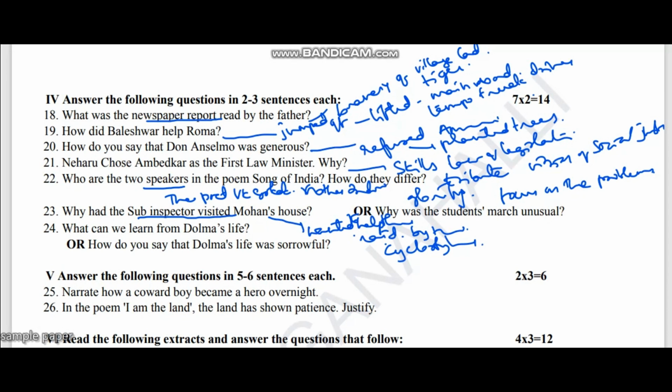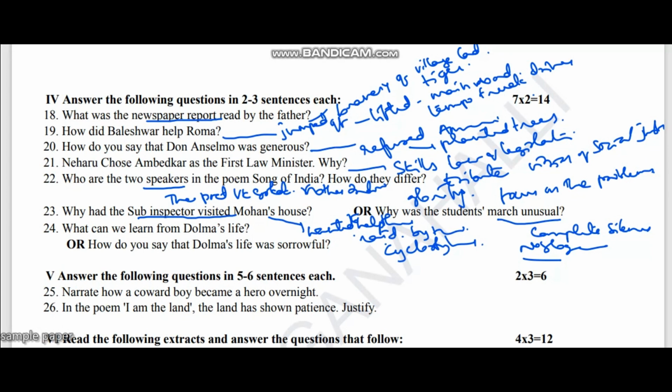Why was the students' march unusual? The students marched in complete silence. There were no slogans, no shouts. That's why it was an unusual march. How do you say that Dolma's life was sorrowful?